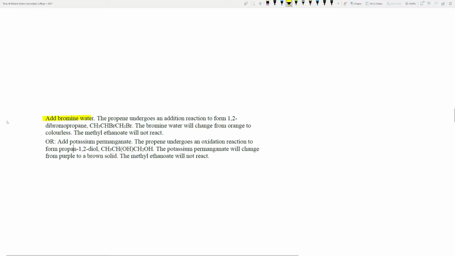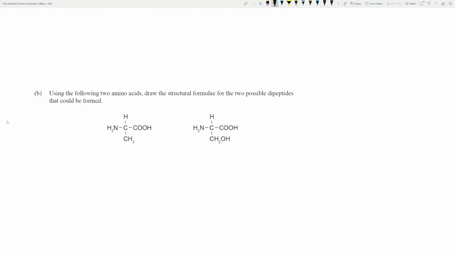So with bromine water, you just break the double bond and add the Brs onto the carbons, very, very straightforward. You can also do potassium permanganate, using the oxidation reaction of the alkene to break the double bond and add two OHs, which also works as well.